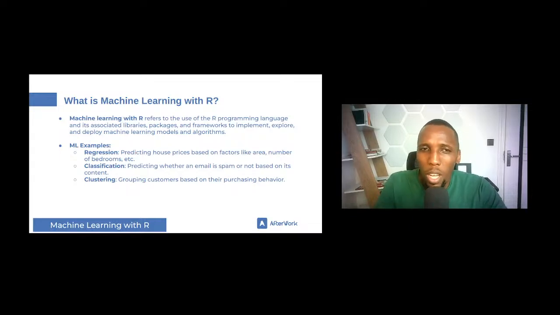So in our case, let's take an example of a machine learning task that we could do. We might predict house prices, creating a machine learning model to predict house prices based on factors like area, number of bedrooms, etc. We might also create a machine learning model that classifies or predicts whether an email is spam or not based on its content.